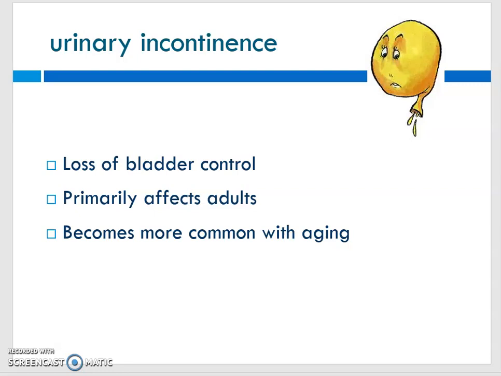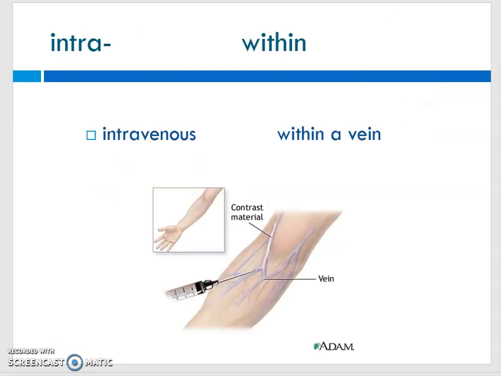So urinary incontinence is something that's going to happen likely to a degree as you get older, but it doesn't happen to everyone. I would say, just empirically speaking, from my personal experience, probably 80% of patients over the age of, say, 75 or so had some form of urinary incontinence. But once again, that's a small slice of the population I've been exposed to. That's a few thousand patients. The real stats you'd have to look up. Okay, intra means within. Intravenous means within.